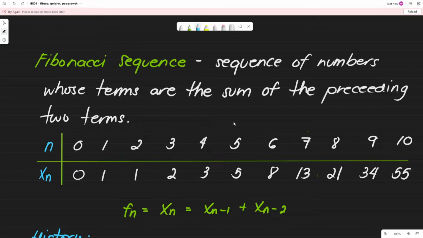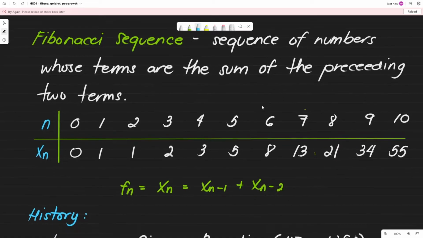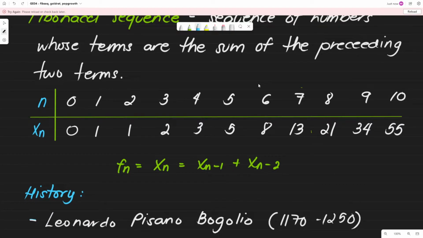The Fibonacci sequence is defined as the sequence of numbers whose terms are the sum of the preceding two terms. Take a look at this table. We have two rows. We have n, the place value, which tells which term of the Fibonacci sequence we are looking for. Then we have x sub n, the actual term. From 0 to 10, these are the first 11 terms: 0, 1, 1, 2, 3, 5, 8, 13, 21, 34, 55.